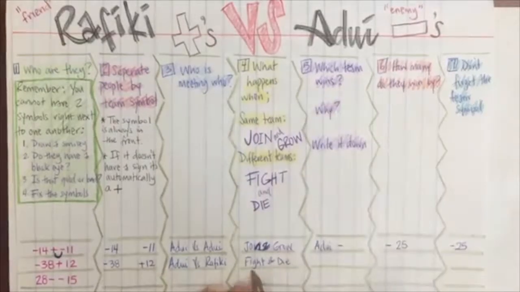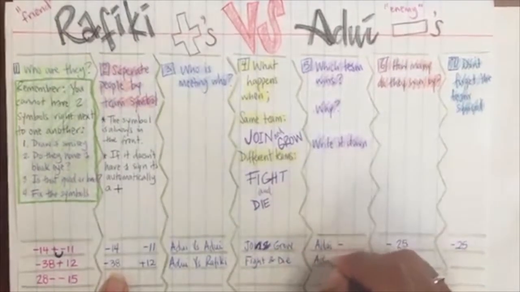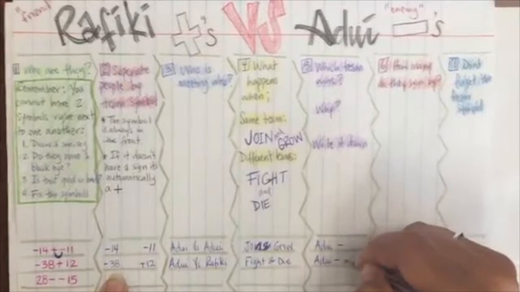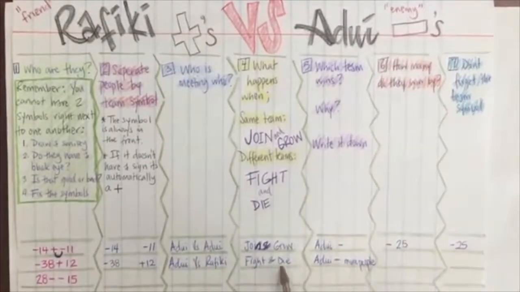Who wins? So Adui is going to win. Why? Because they have more people. They got 38 people. Rafiki only has 12. So obviously Adui is going to win. And why is it that they win? They've got more people.